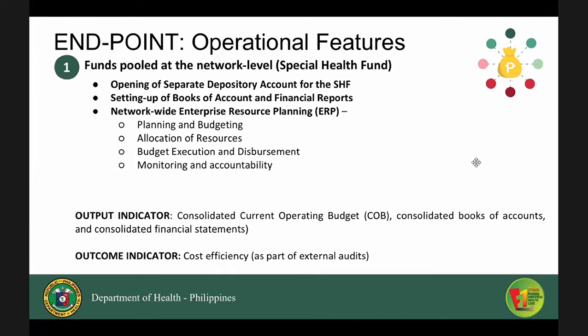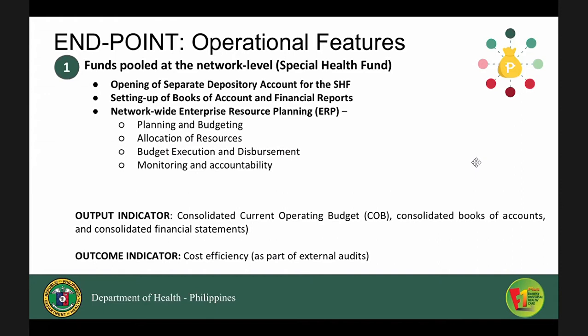So the output indicator is, again, what is the difference between an output and an outcome? So the output is you are accomplishing the objectives of that specific plan. The output is you are answering the specific activities, while the outcome is you are answering the objectives. Impact is you are addressing the goal. Okay. So for every input, there will be a corresponding output.